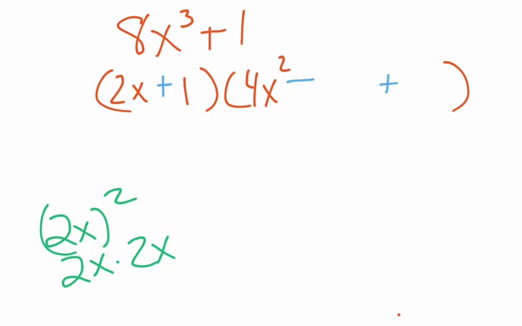Square the 1. 1 squared is just 1. And then you're going to smush it together. 2x times 1 is 2x. And we're done. Ta-da! Beautiful.